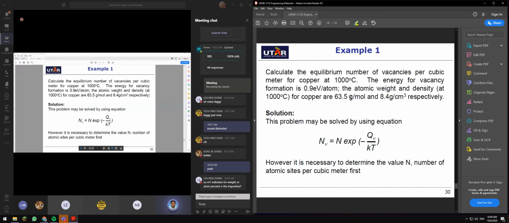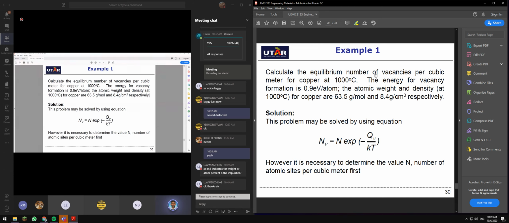Okay, there's a question. So M1 indicates the weight for the atom percentage of the impurities. Yes, M1 indicates the impurities, and M2 is for the full total weight.